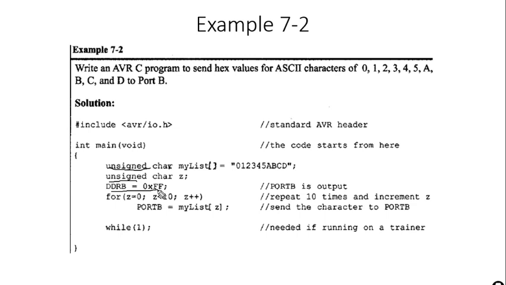Port B is configured for output. The loop runs with z equal to 0, z less than 10, and simply PORTB = mylist[z] will output the values one by one to port B. The values of this string will be sent to the output port one by one.